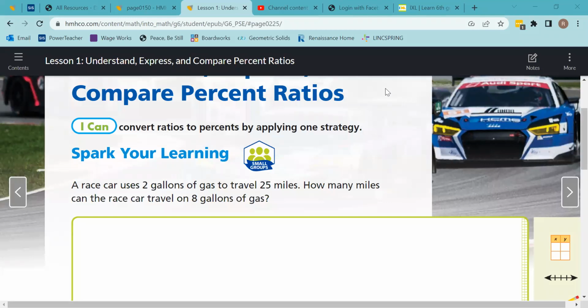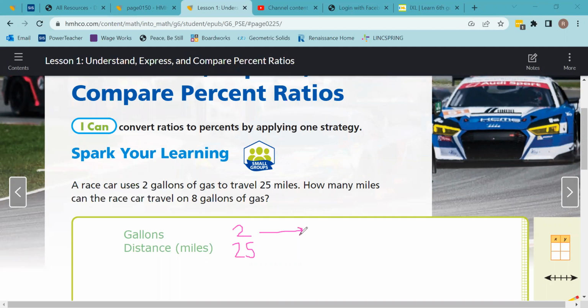A race car uses 2 gallons of gas to travel 25 miles. How many miles can the race car travel on 8 gallons of gas? Of course, it's all the stuff we've been doing. I'm going to set it up here: gallons, and then the distance. We've got 2 gallons will take you 25 miles.